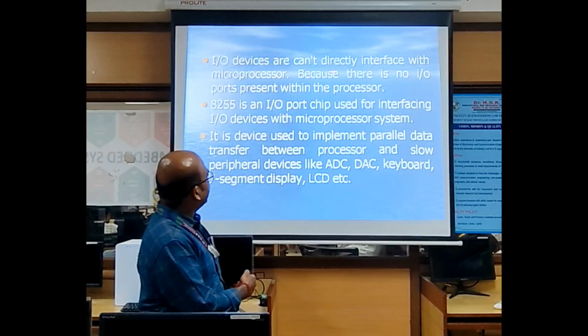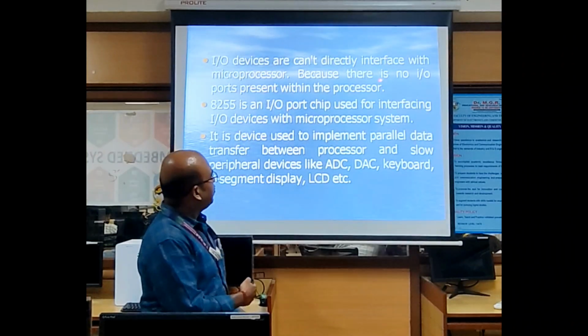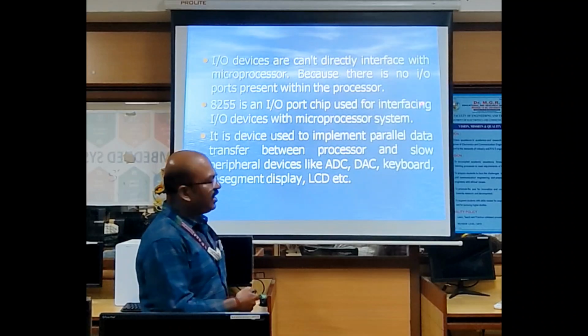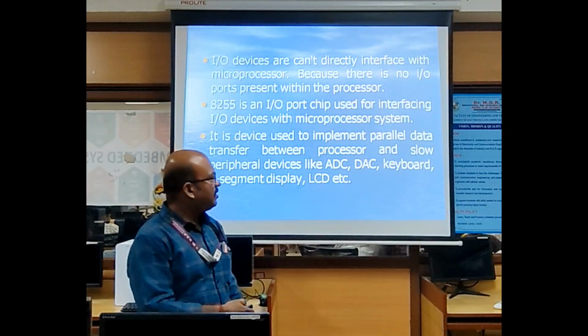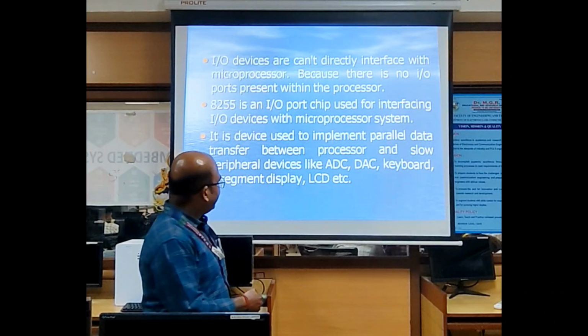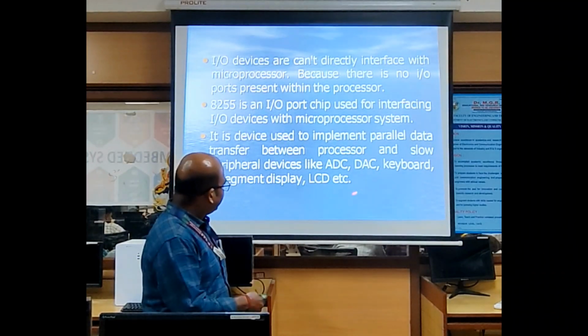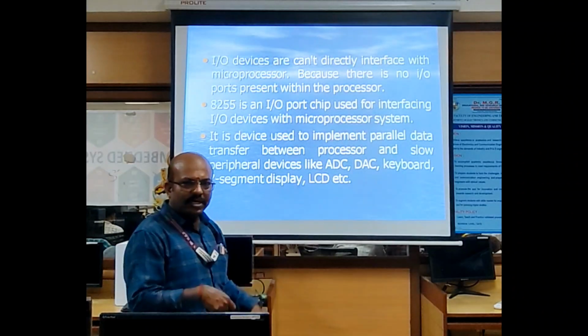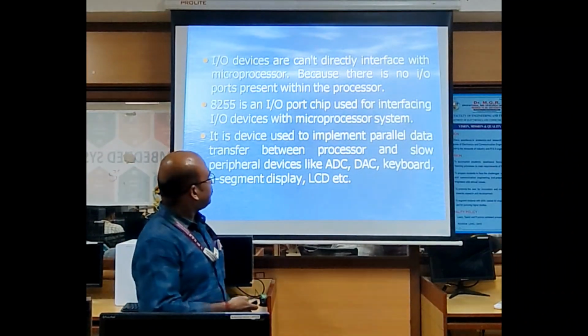The IO device you cannot directly interface with the processor because there are no IO ports. So through this 8255 we can connect any input device. Input device means the slow peripheral devices, ADC, DAC, keyboard. So these types of devices are connected with your microprocessor system through this 8255 interface.